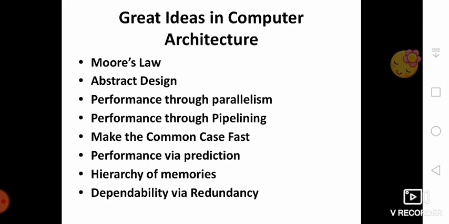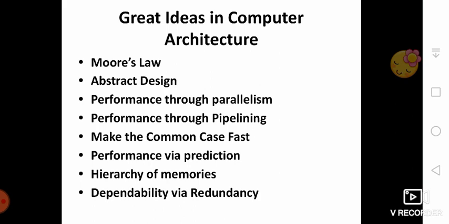Then the third one is performance through parallelism. So parallelism executes programs faster by performing several computations at the same time. So this requires hardware with multiple processing units. The overall performance of the system is significantly increased by performing operations in parallel.